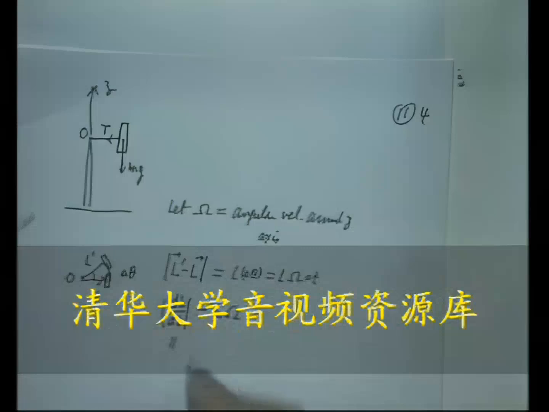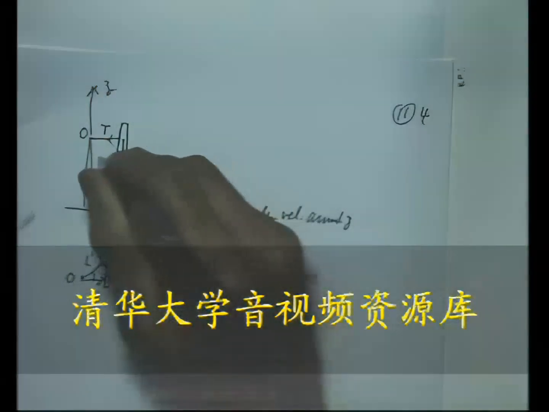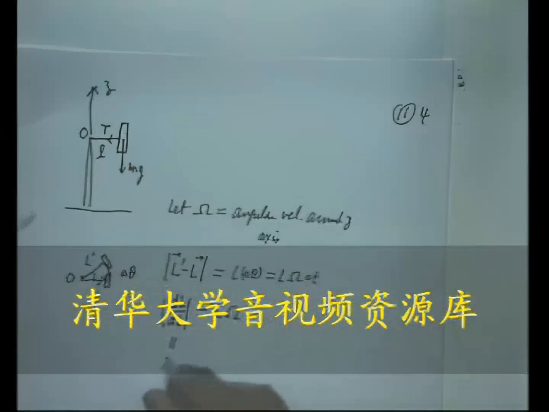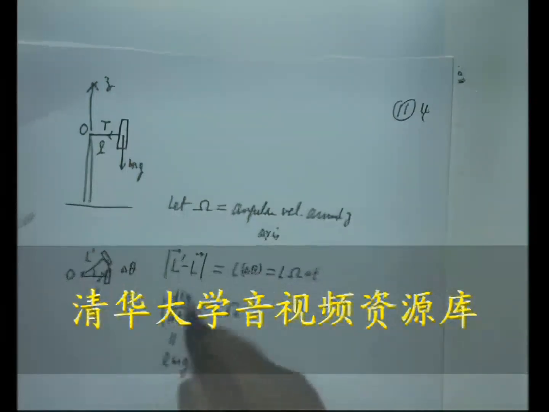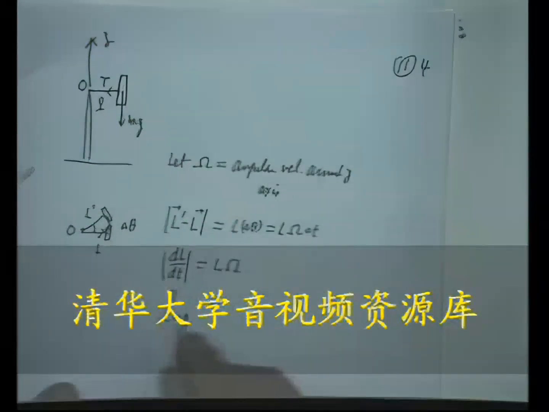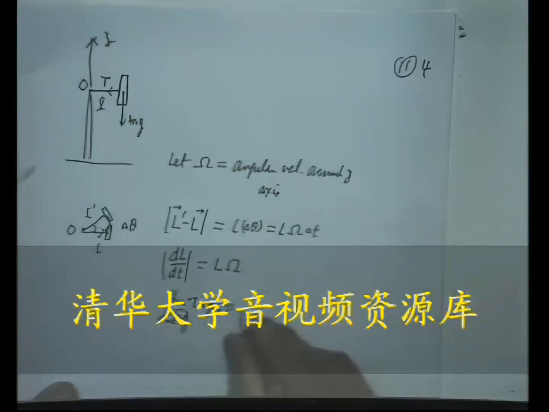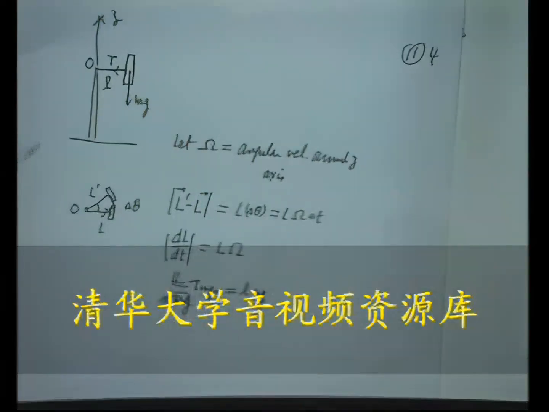So the magnitude of this is equal to, suppose this length is small l, then it's equal to l times mg, right? This is the torque. And torque is equal to l times mg, because l is R, mg is the force. So R cross force is equal to l mg. So now we have a formula which relates omega to this. So we get the formula: omega, the angular velocity, is equal to l mg divided by L.